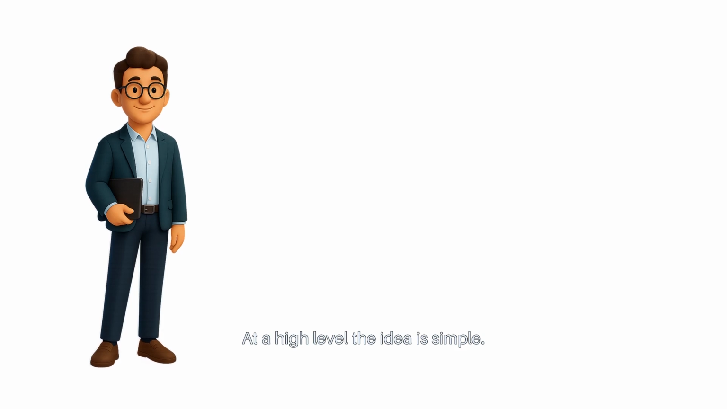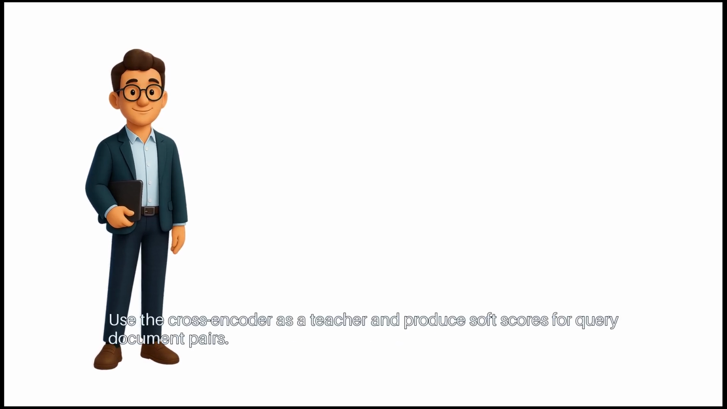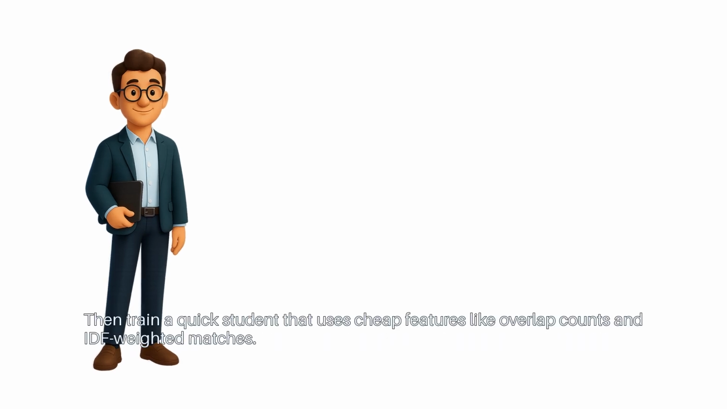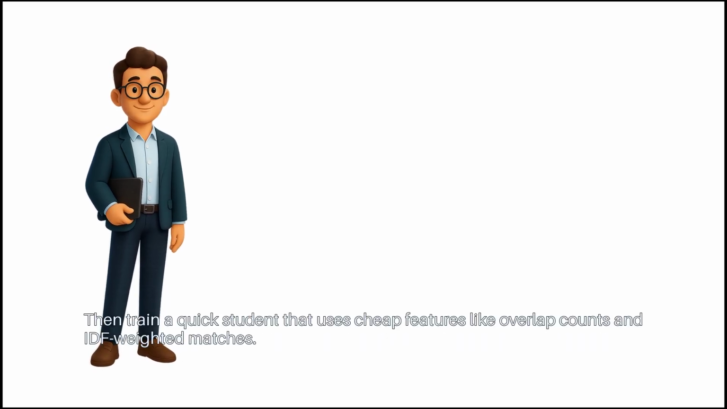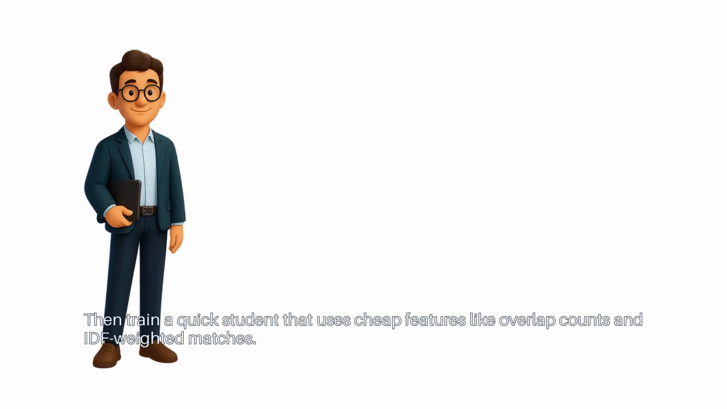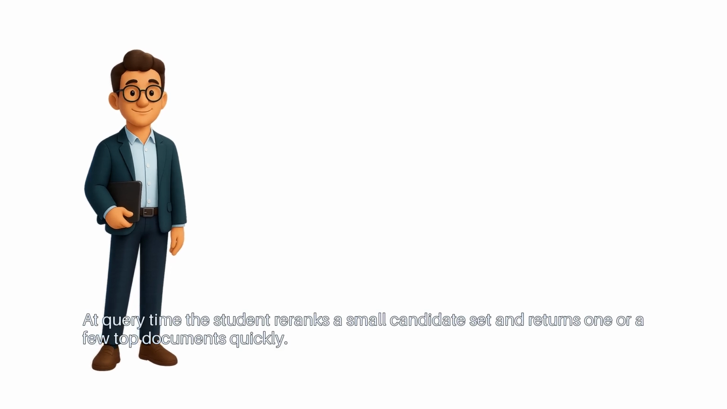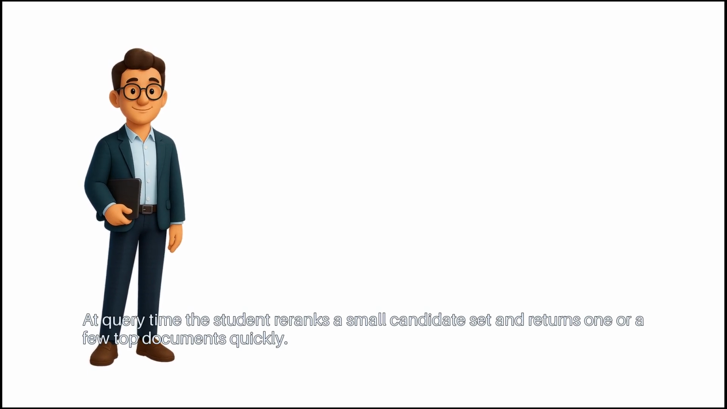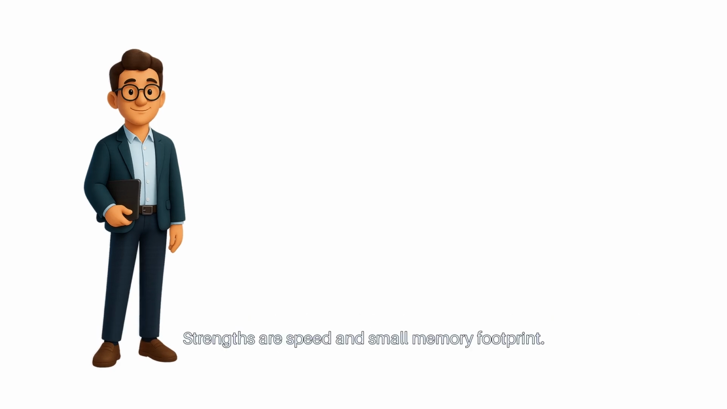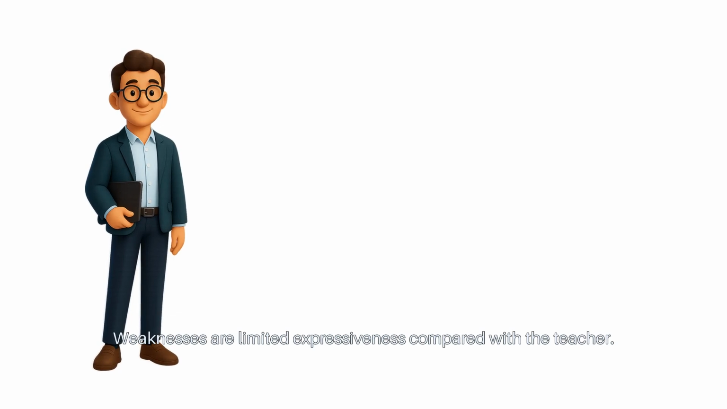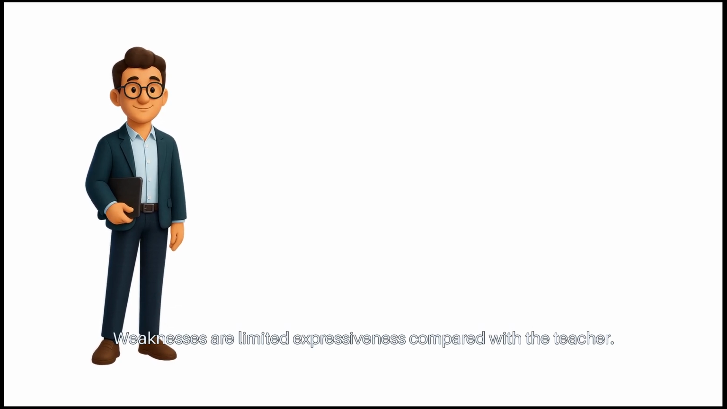At a high level, the idea is simple. Use the cross-encoder as a teacher and produce soft scores for query document pairs. Then, train a quick student that uses cheap features like overlap counts and IDF-weighted matches. At query time, the student re-ranks a small candidate set and returns one or a few top documents quickly. Strengths are speed and small memory footprint. Weaknesses are limited expressiveness compared with the teacher.